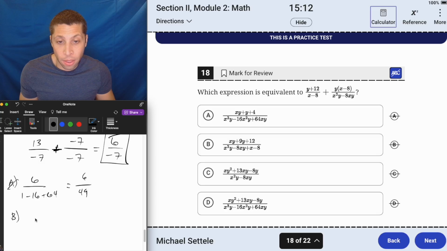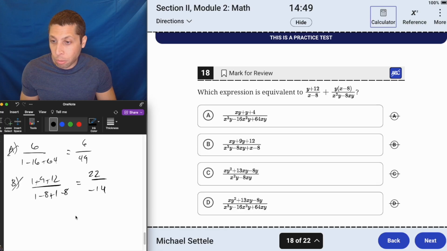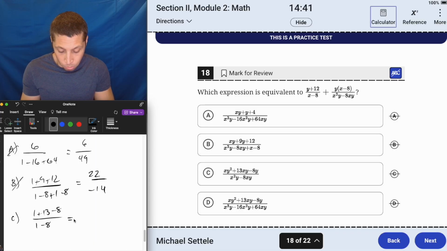No. This is 1 plus 9 plus 12 over 1 minus 8 plus 1 minus 8. So 1 plus 9 plus 12 is 22 over 1 minus 8 plus 1 minus 8, negative 14. No way. 6 over negative 7, that's what we're looking for. C, 1 plus 13 minus 8 over 1 minus 8. 1 plus 13 minus 8 is 6. 1 minus 8 is negative 7, so that looks good.